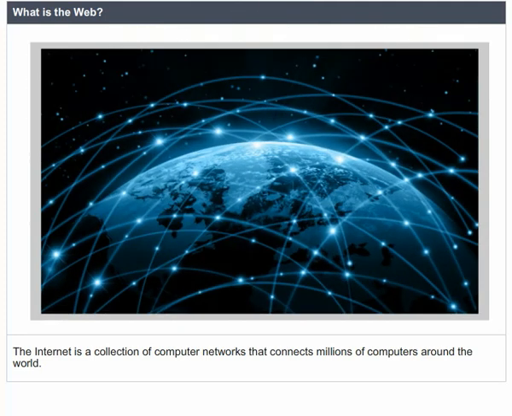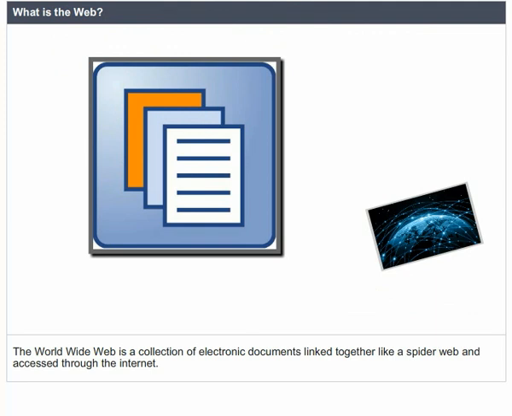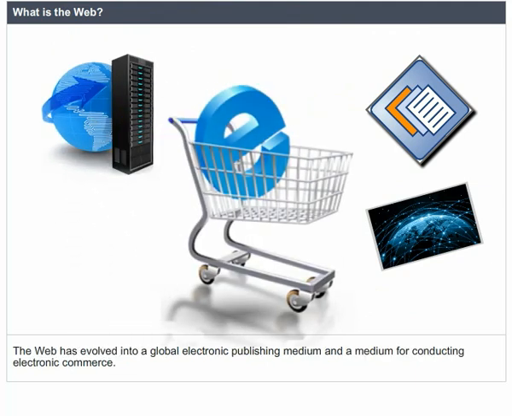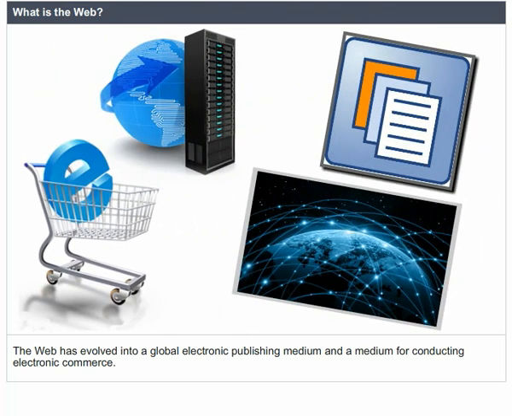What is the web? The Internet is a collection of computer networks that connects millions of computers around the world. The World Wide Web is a collection of electronic documents linked together like a spider web and accessed through the Internet. These documents are stored on computers called servers located around the world. The web has evolved into a global electronic publishing medium and a medium for conducting electronic commerce.